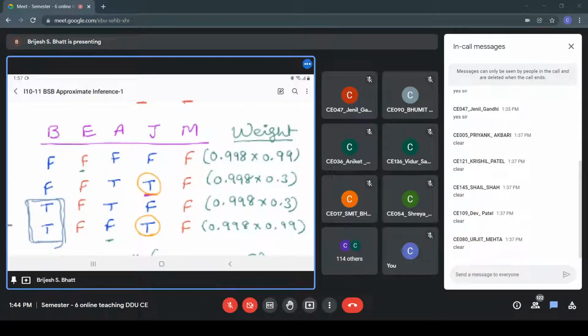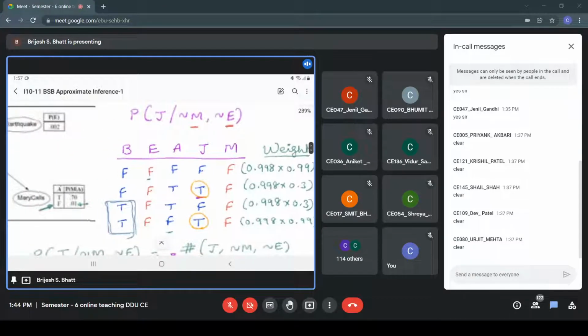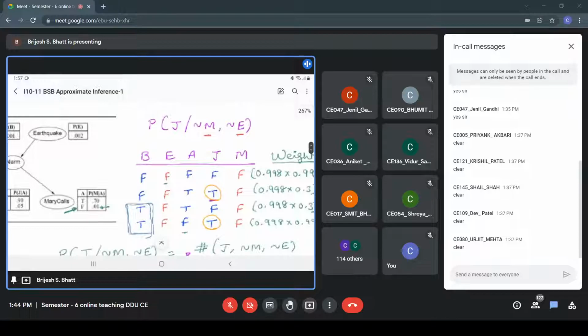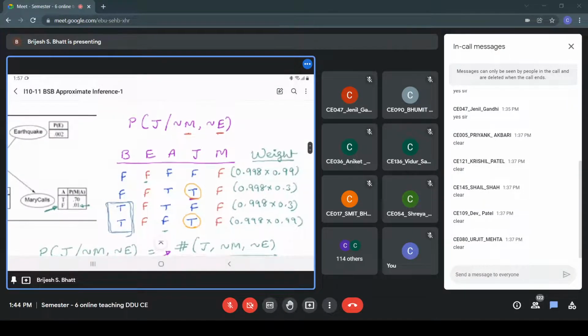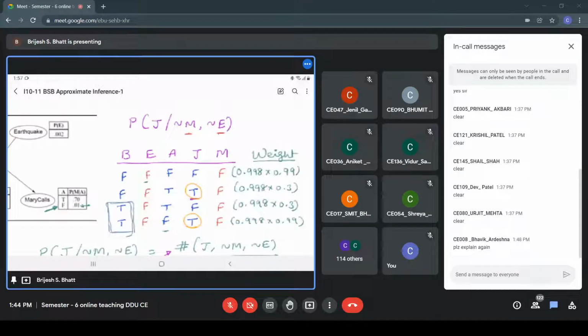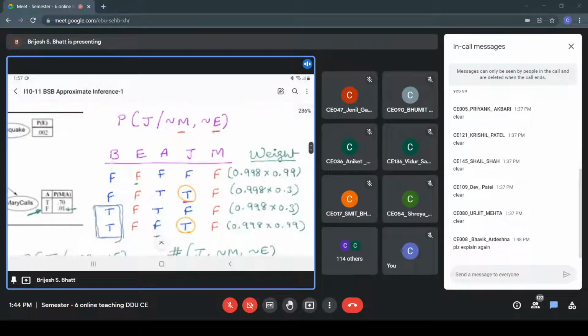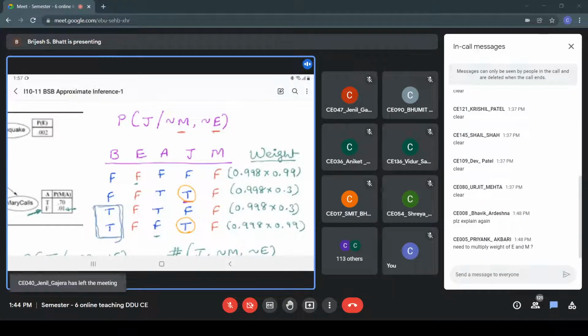Have a good look at this. Understand how we have calculated this weight. I will wait for a minute and please ask me if you have any questions on this. To calculate weight, we look at only two probability values, probability of E and probability of M. Is this clear? Any questions?